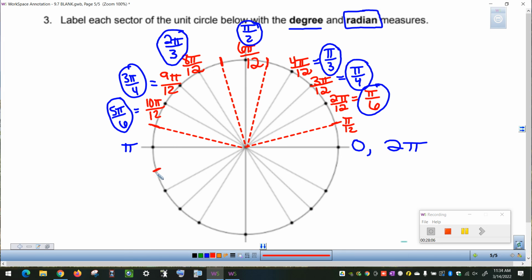Okay, after 10 pi over 12 here, technically this would be 11 pi over 12, but we don't need to label that one. After 11 pi over 12, it's 12 pi over 12. Well, that's the same as pi, so that makes sense. This is really 12 pi over 12. After 12 pi over 12, this next spot here would be 13 pi over 12. And so our next label is 14 pi over 12. And that's actually 7 pi over 6.